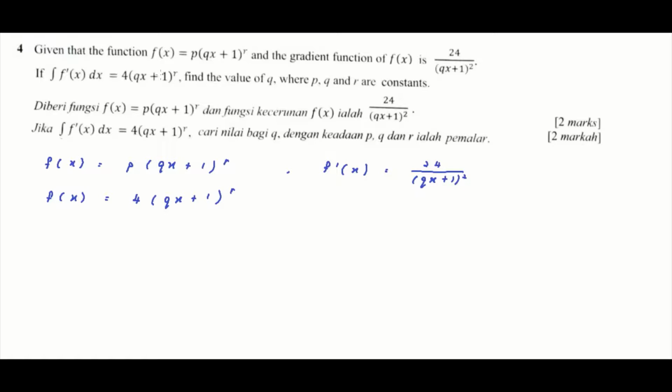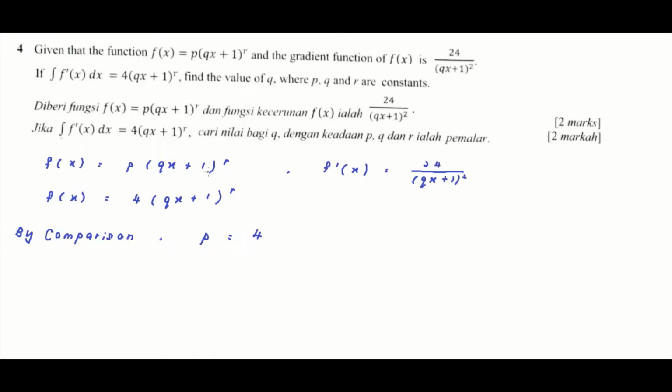You get what I mean, right? Because after you integrate the derivative form, you should get back the original equation. So this is supposed to be the same as the original equation, so that's why we can start to do comparison here. By comparison, you'll be able to see that (qx + 1) to the power of r, this part is the same, which means p should be the same as 4. So that's why we have the first value, which is p equal to 4.